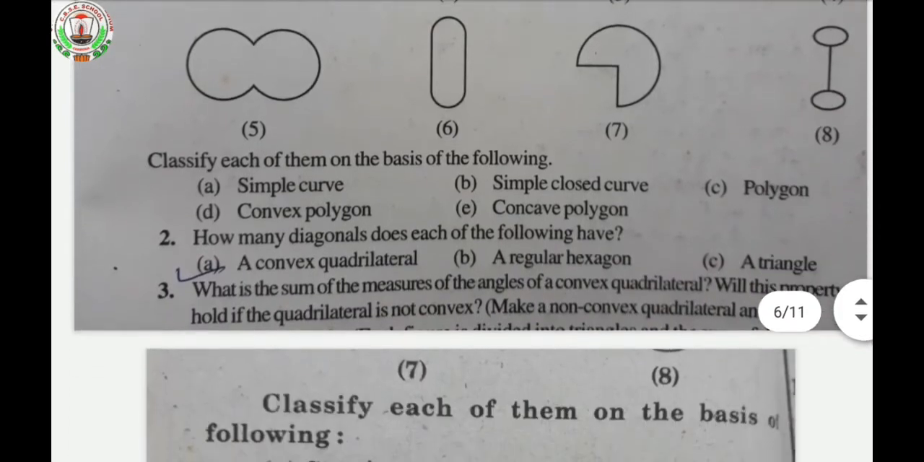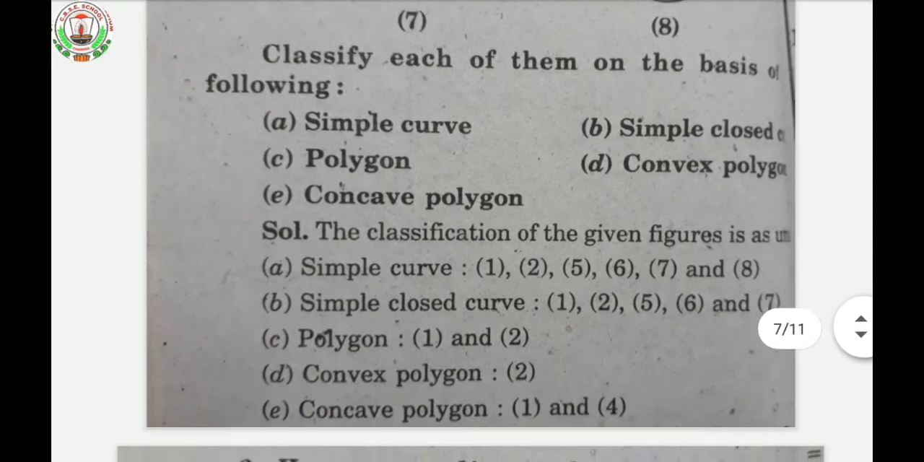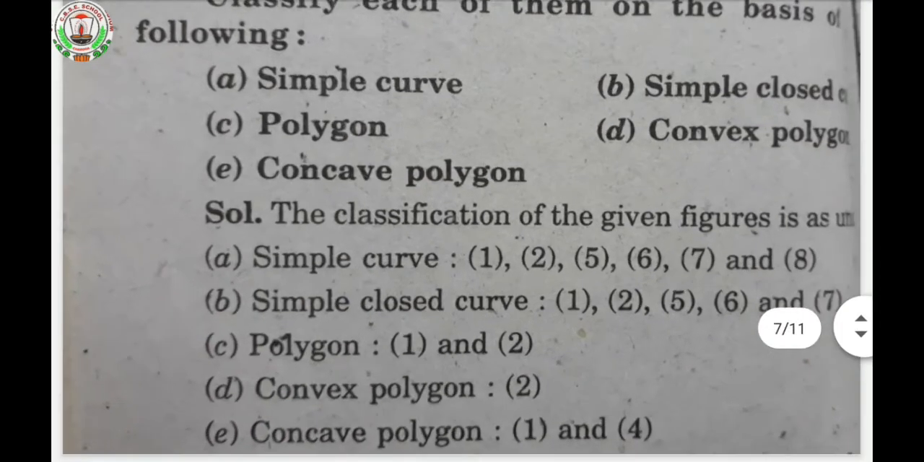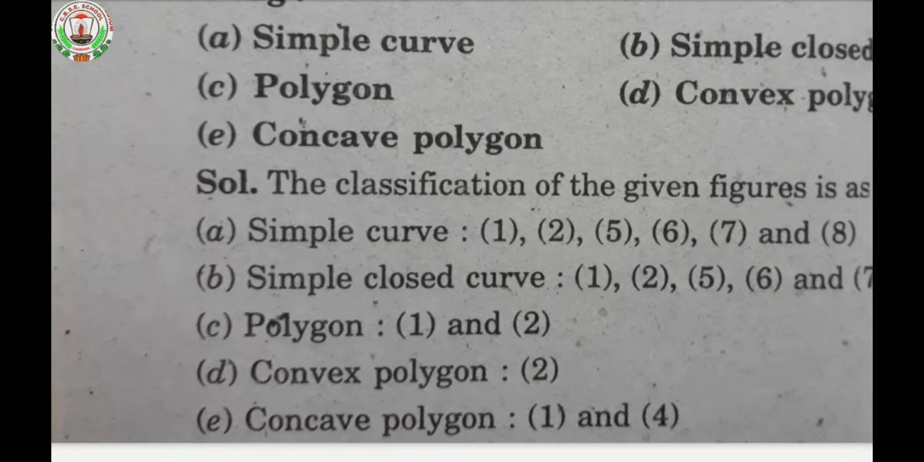So look at how to pick out or classify the figures. So here is the solution for question number 1. The simple curves are figure numbers 1, 2, 5, 6, 7 and 8. Simple closed curves are 1, 2, 5th, 6th and 7th. Polygons are first and second.